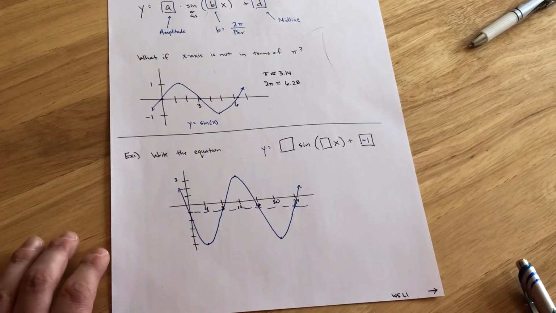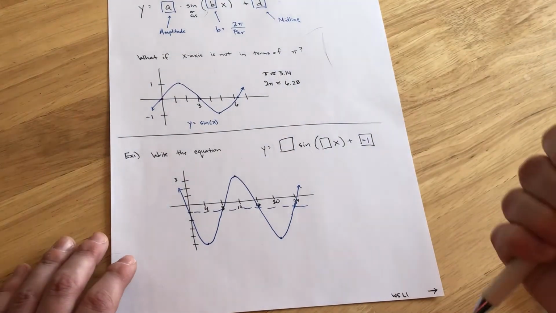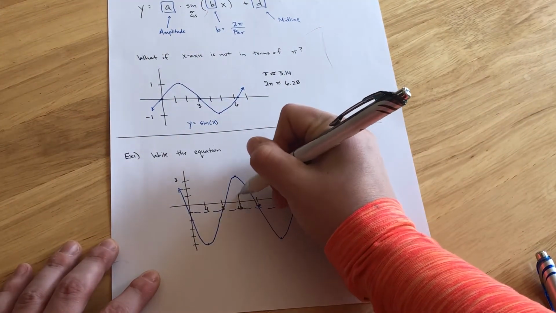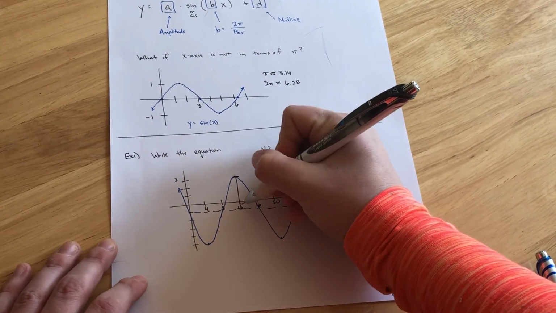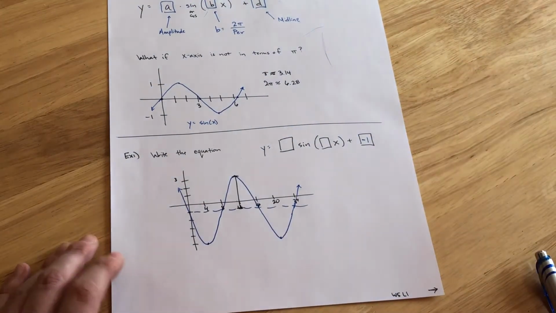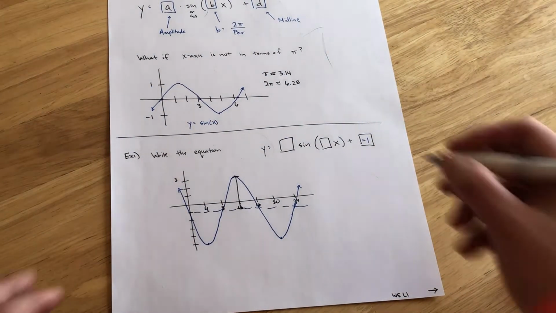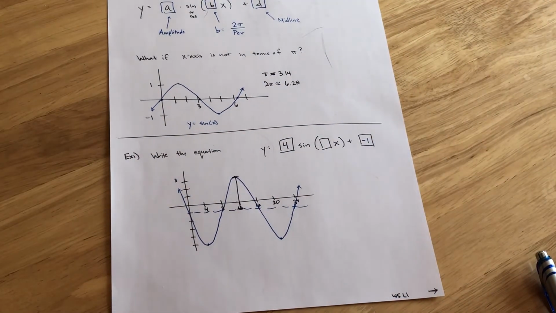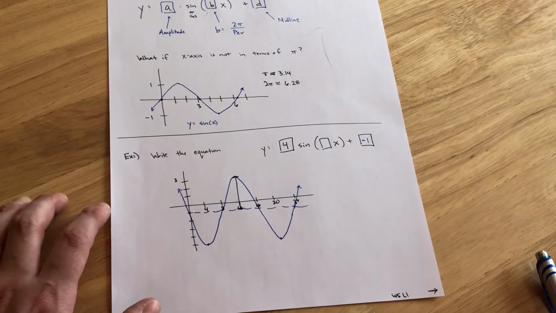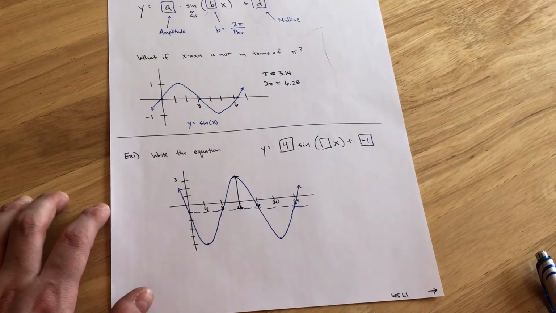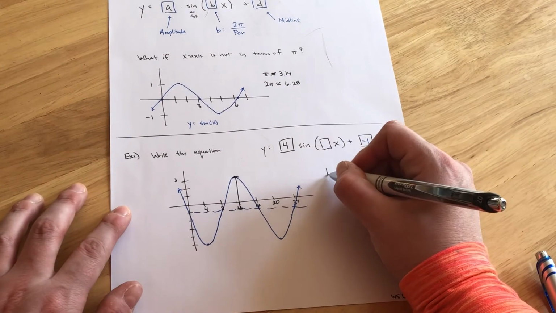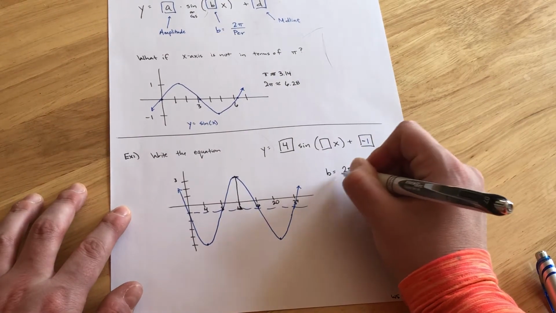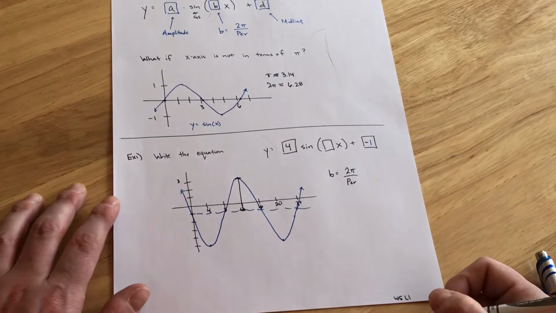Then from there, locating the amplitude off of the midline, how high up and how low does it get? Well, that's a distance of 4 units. So 4 is our amplitude. Then lastly, finding the B parameter, working out its frequency piece. Well, B equals 2 pi divided by the period.